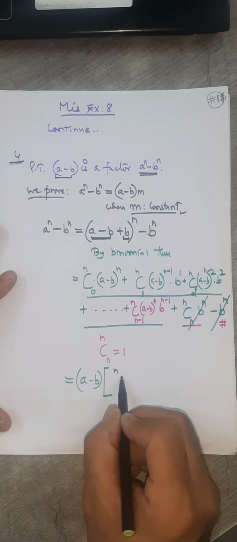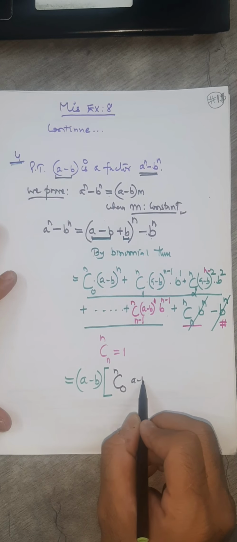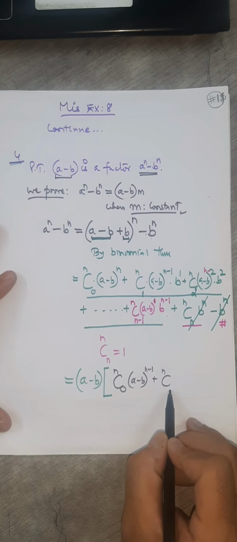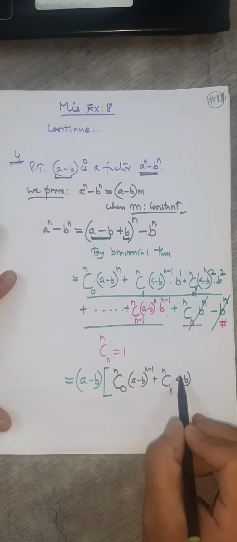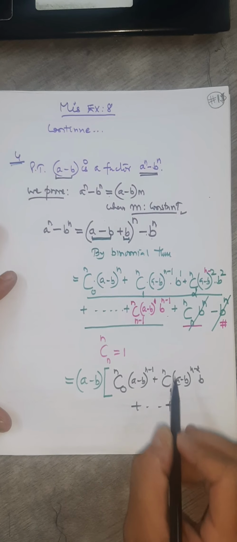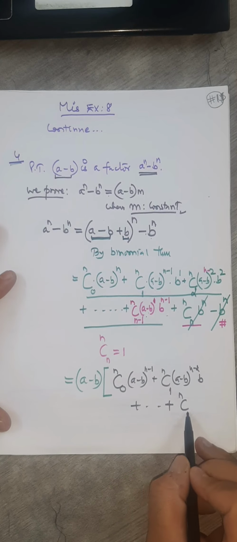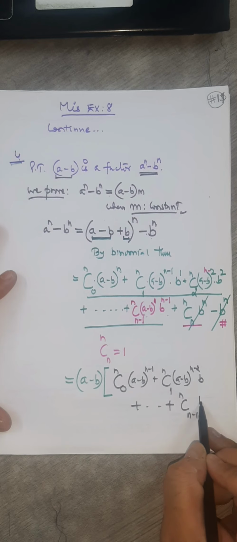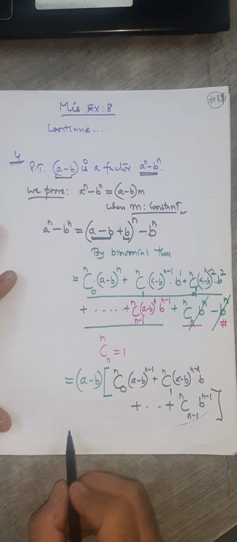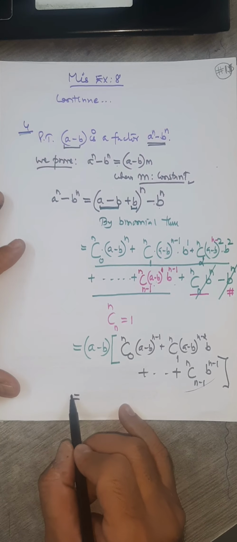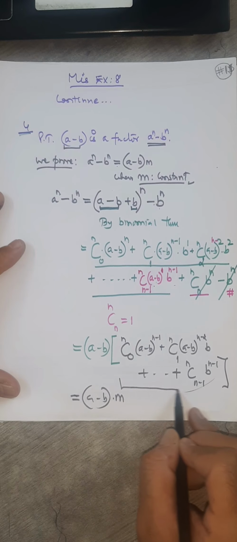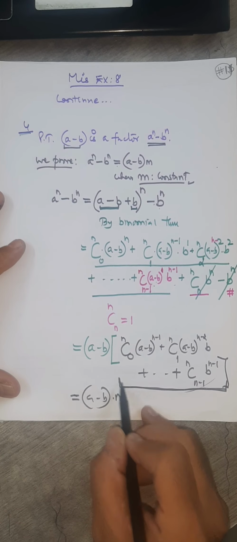So you'll get here nC0 a minus b raised to n minus 1 plus nC1 a minus b raised to n minus 2 into b, and so on. The second last term is nC(n minus 1) into b raised to n minus 1. If you simplify, this will always be an integer. We don't want to simplify that, but in general I'm telling you. So a minus b into m. This would be some integer, remember.